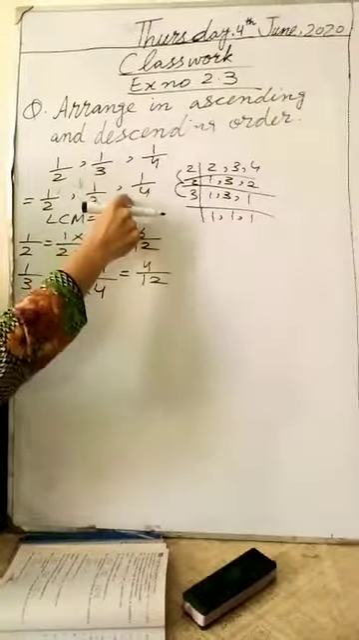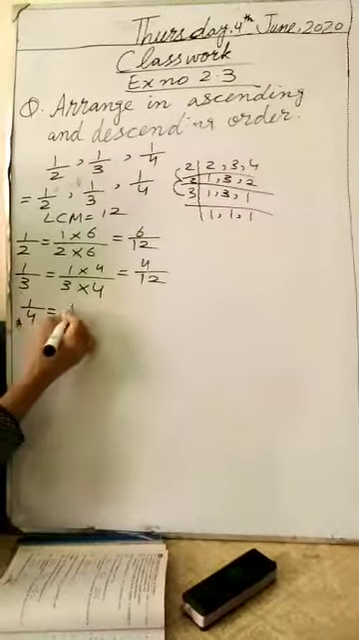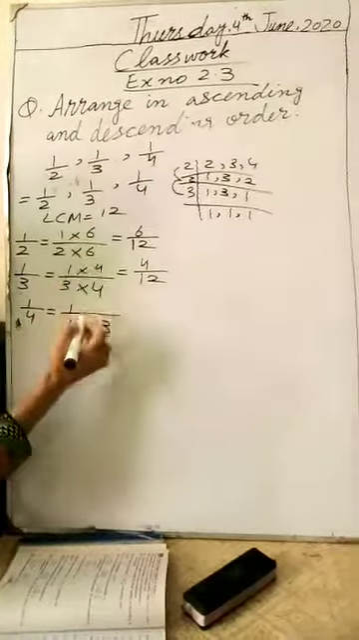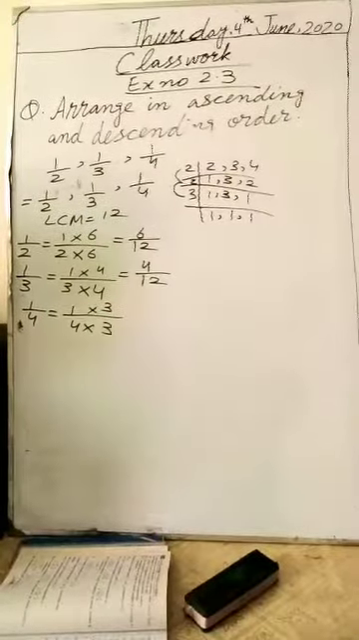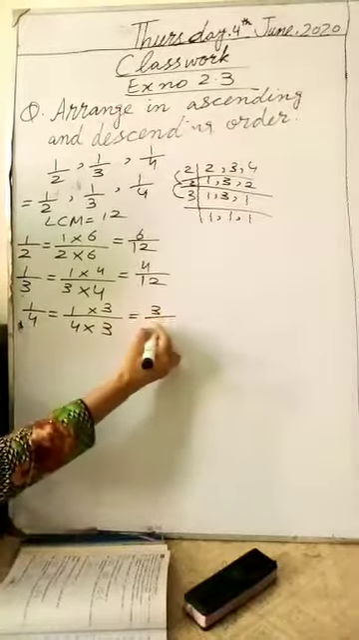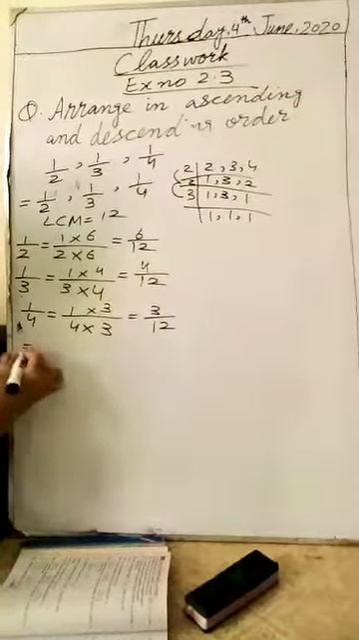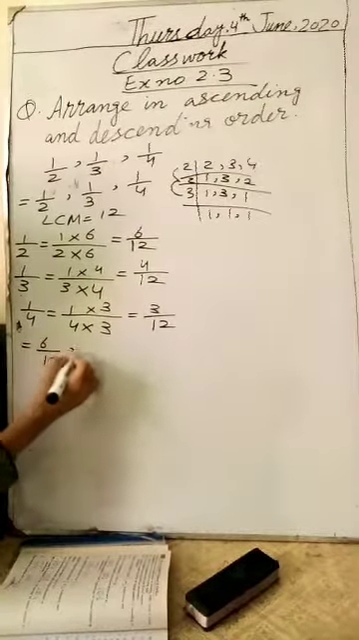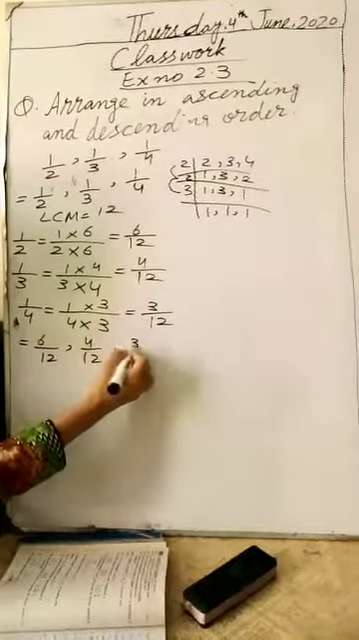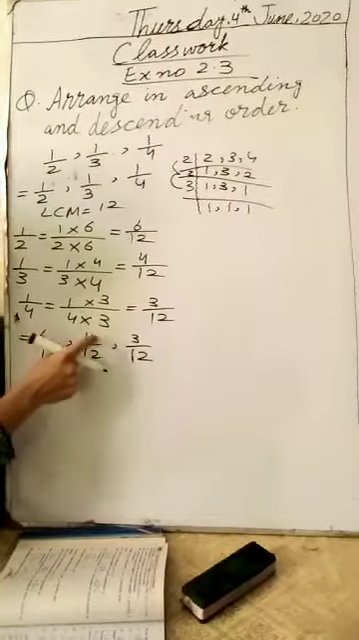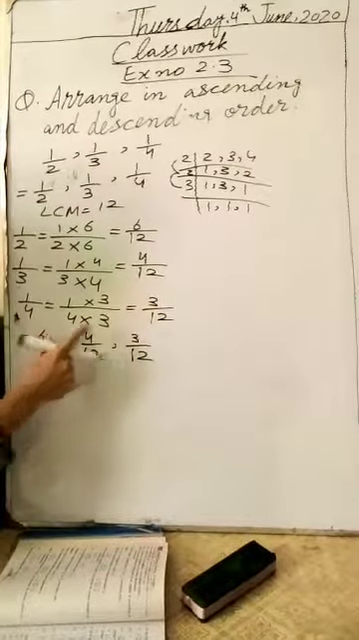Take your last value, 1 over 4. 4 times 3 is 12. Multiply in the numerator: 3 times 1 is 3, so 3 over 12. Write your new values with the equality sign: 6 over 12, 4 over 12, and 3 over 12. Now the question is to arrange your values in descending order.